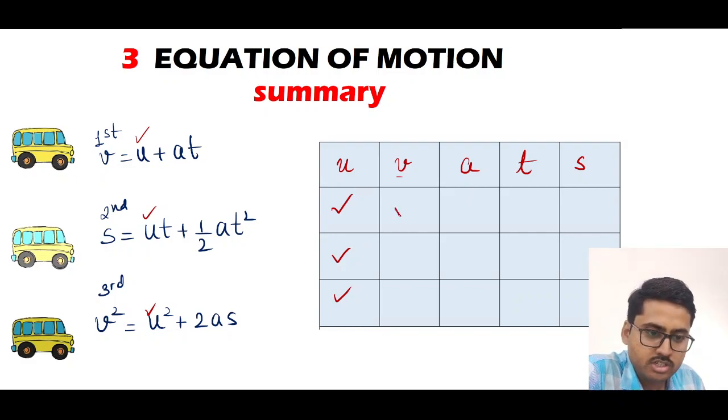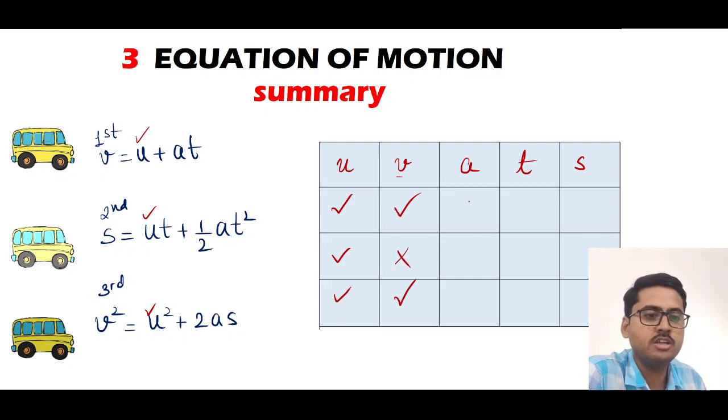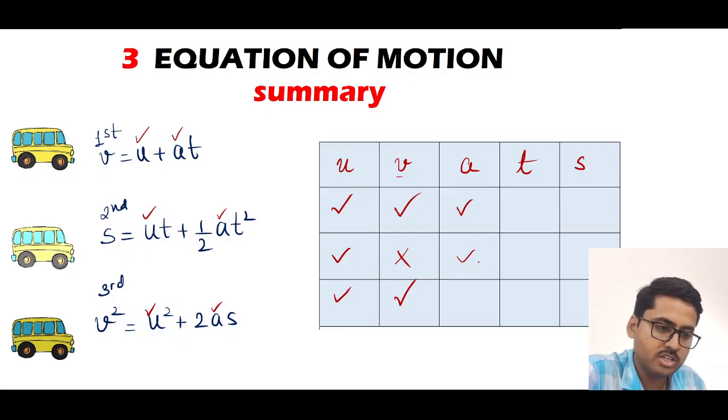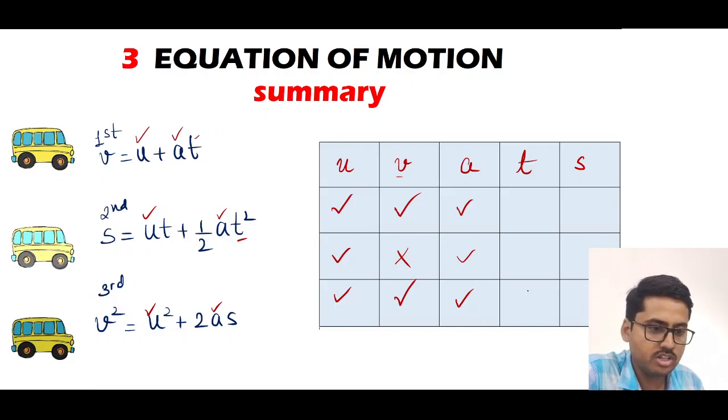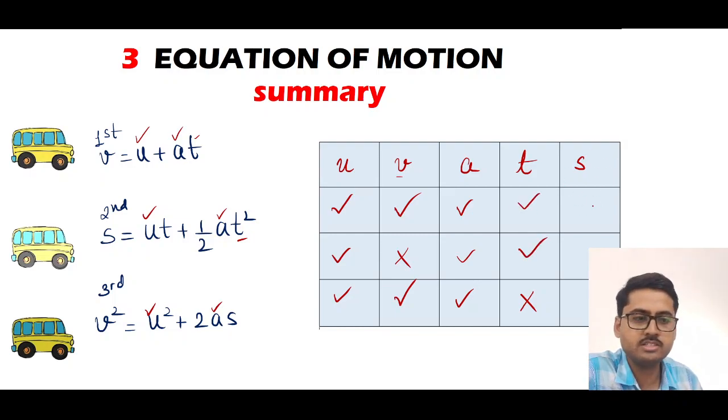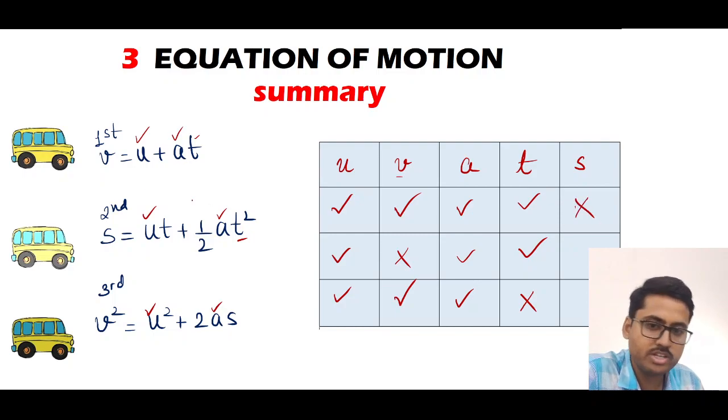V, final velocity, is present in first equation, but not in second equation, but present in third equation. Similarly, check for a. A is present in first equation, second equation and third equation as well. So a is present in all three equations. And time, if you see, the time is present in first and second, but not in third. And what about the displacement s? S is not present in first equation, present in second and present in third.